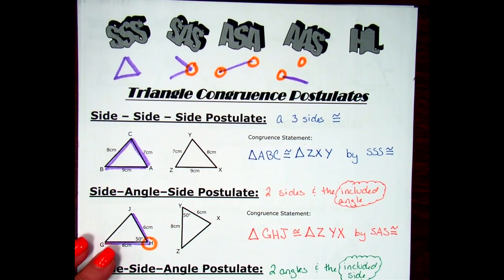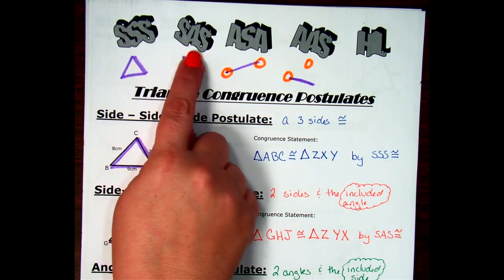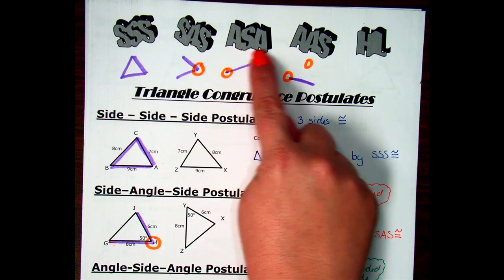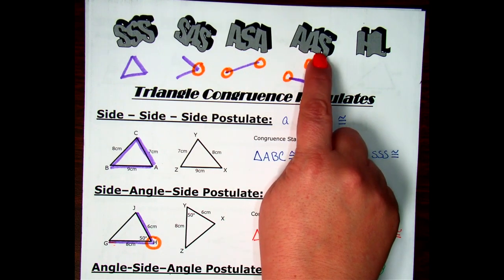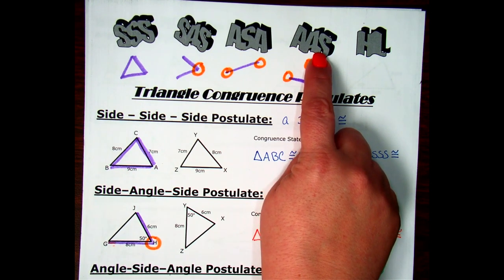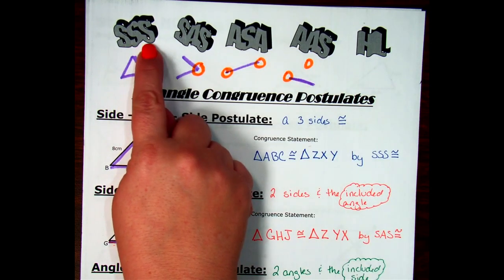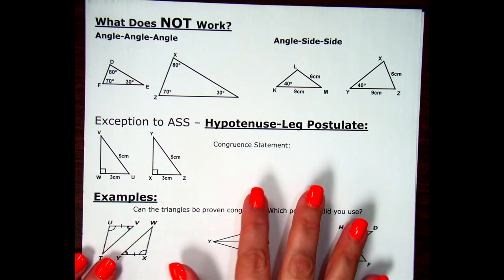Before we look at HL, I want to look at what doesn't work, because we can see all three sides work, two sides and the angle between them works, two angles and the side between them work, two angles and the side not between them work. But there's a couple things that I don't have here listed, other combinations of three letters, okay? So like I have all the sides, but I don't have angle, angle, angle, okay? Look at my example here for what does not work.